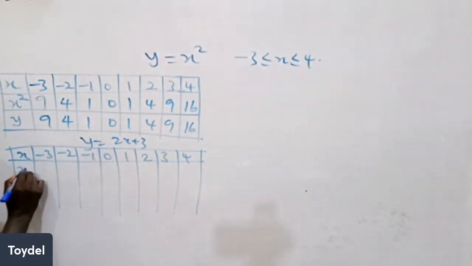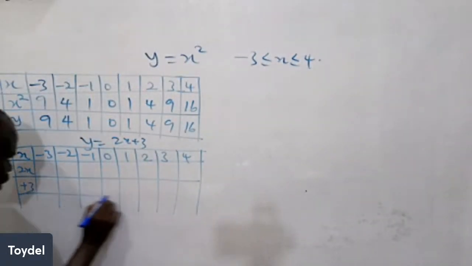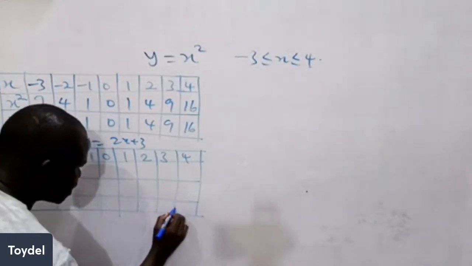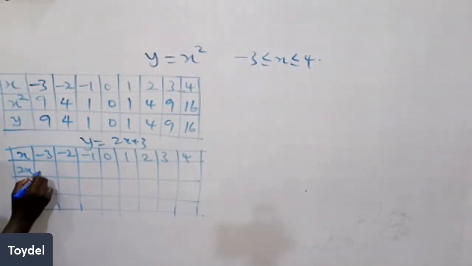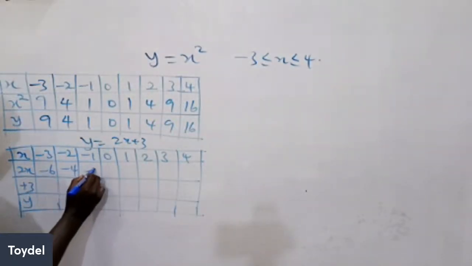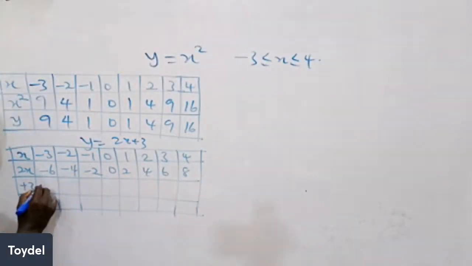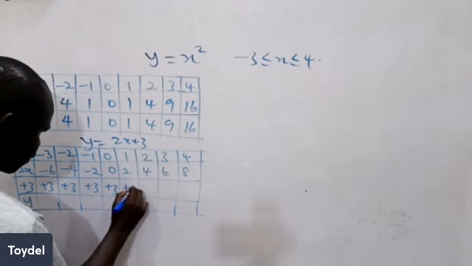Then I have a portion for 2x, I have a portion for plus 3, then I'll get a portion for y. So in this case, we have two graphs, linear and quadratic. So 2x here will be minus 6, minus 4, minus 2, 0, 2, 4, 6, 8. This is the constant, plus 3. Just write that throughout.